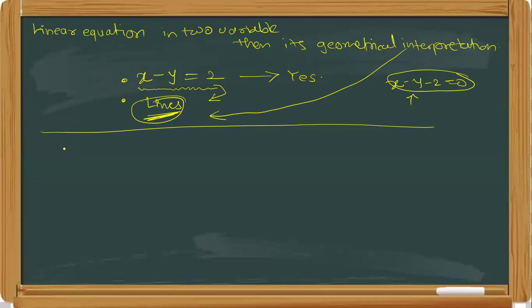This was only one equation. Now if we consider two equations at the same time, let's say a1x plus b1y plus c1 equals 0, and say this is equation 1, and a2x plus b2y plus c2 equals 0, let's say this is equation 2. Now these two equations we are going to solve simultaneously. We want one solution for these two equations.